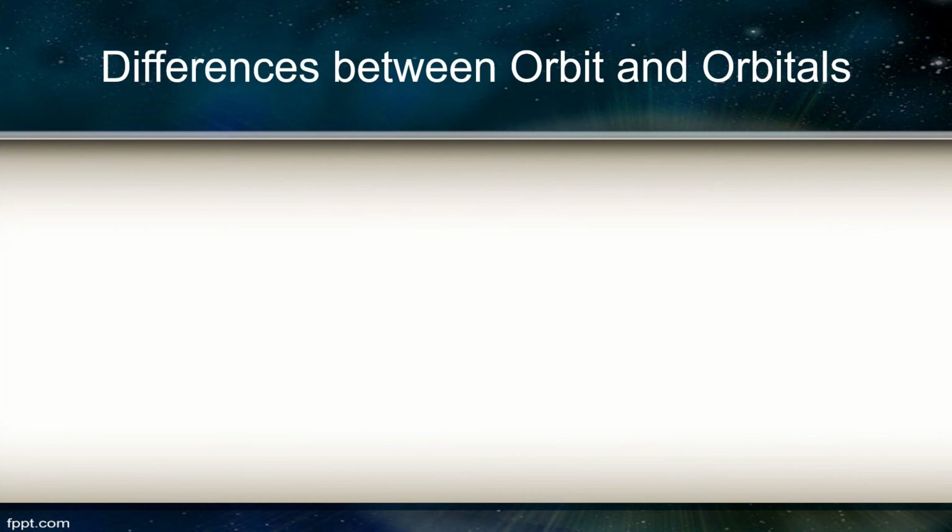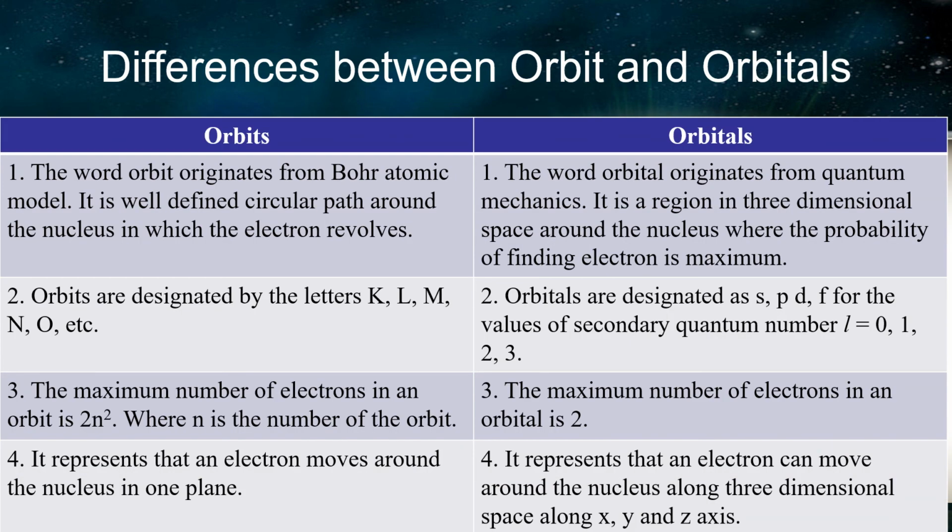Now, differences between orbit and orbitals. Orbits. The word orbit originates from the Bohr atomic model. It is a well-defined circular path around the nucleus in which the electron revolves. Already you know this. And orbitals, what is this? The word orbital originates from quantum mechanics. It is a region in 3-dimensional space around the nucleus where the probability of finding an electron is maximum.